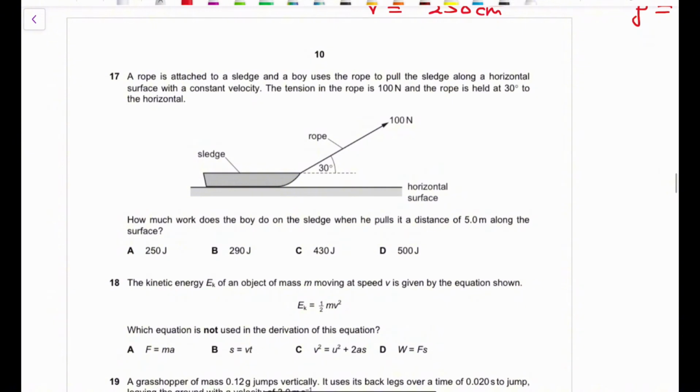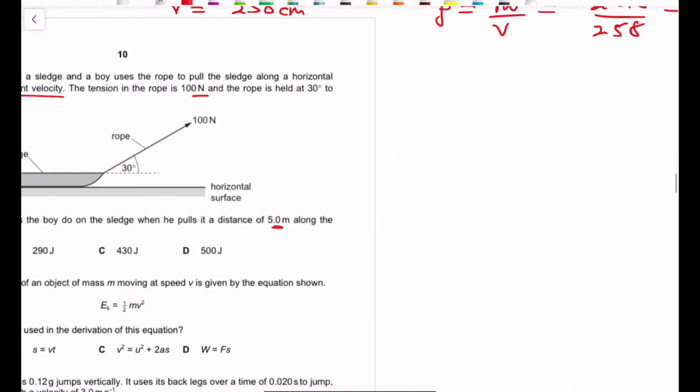Question 17. You'll be given a rope that is attached to a sledge, and the boy uses the rope to pull the sledge along a horizontal surface with constant velocity. The tension in the rope is 100 newtons, and the rope is held at 30 degrees to the horizontal. Okay, how much work does the boy do on the sledge when he pulls it a distance of 5 meters along the surface? We know that the work done is equal to the force multiplied by the distance, right? So let's resolve this force, right?